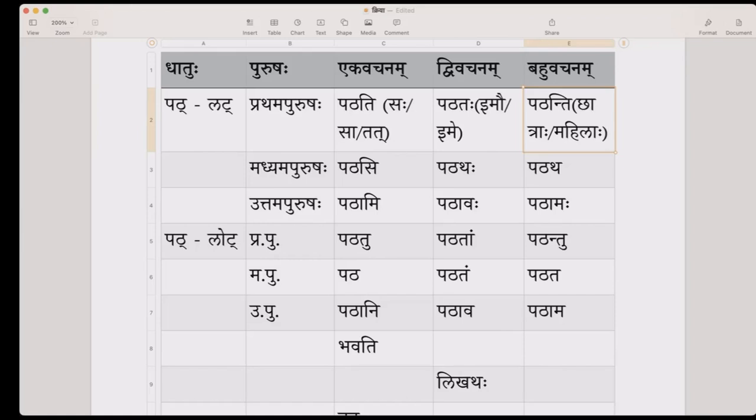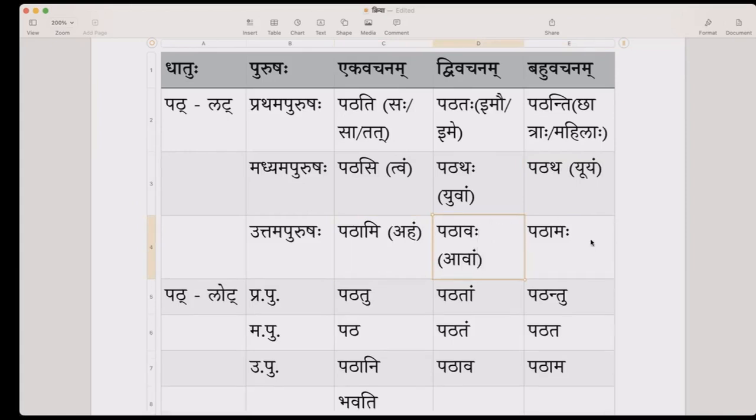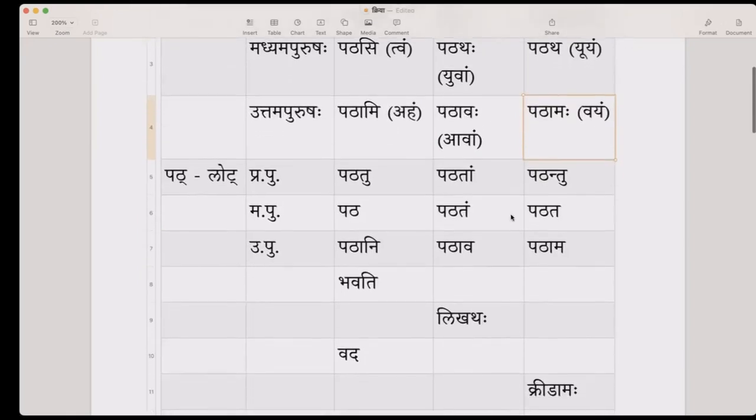I can say Saha Pathati, I can say Iyam Pathati, athava Chhatraha Pathati. It can be masculine, feminine, or neuter. Whereas for these, you will have Pathasi, it's going to be Tvam Pathasi. Yuvam pathatah, yuyam pathatha. Okay. In the same manner, aham pathami, avam pathavaha, vayam pathamaha. Okay. These are the nouns that will go with these verbs.